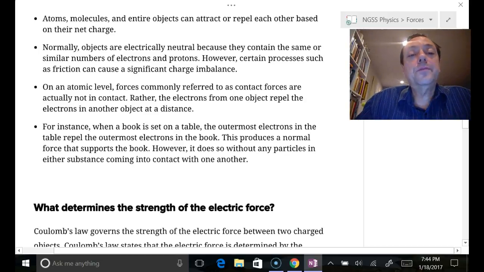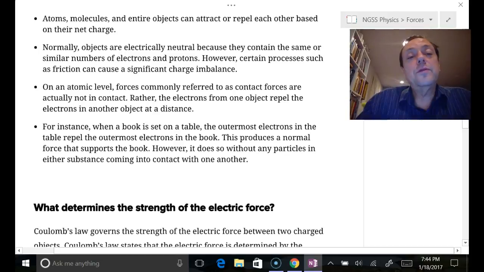Right? If you rub one material against another, one object, charging by friction, can actually pick up electrons as another one loses. Right? The one that picks up electrons will have a negative charge. The one that loses electrons will have a positive charge.